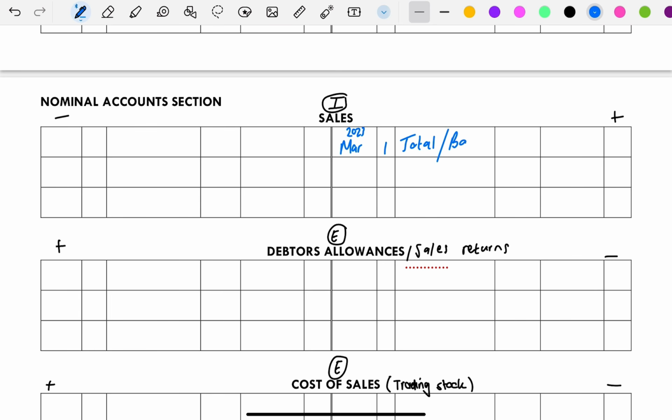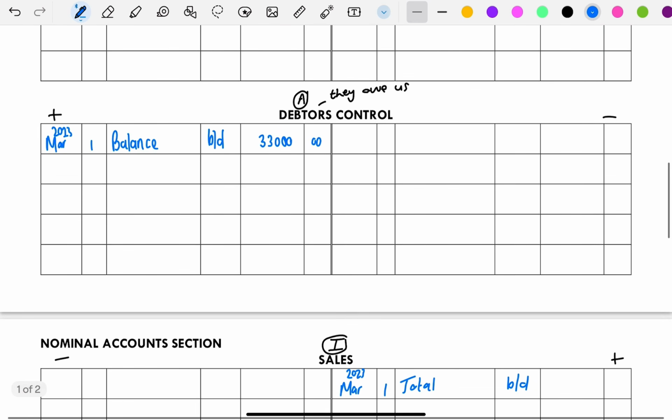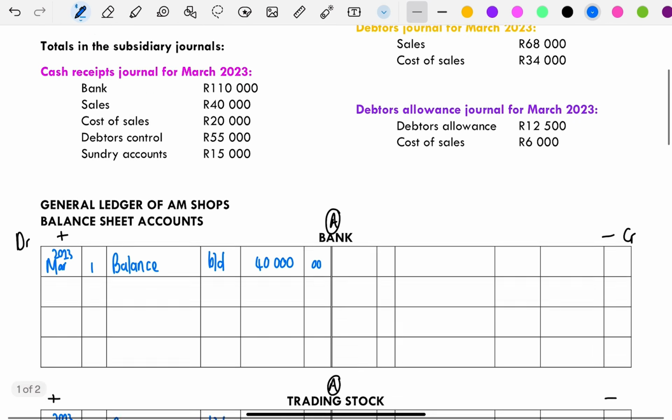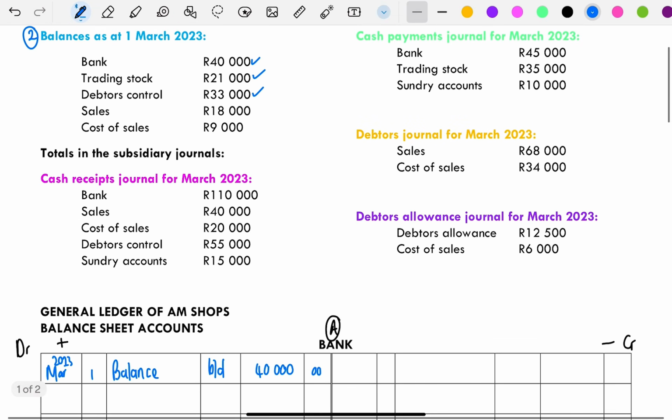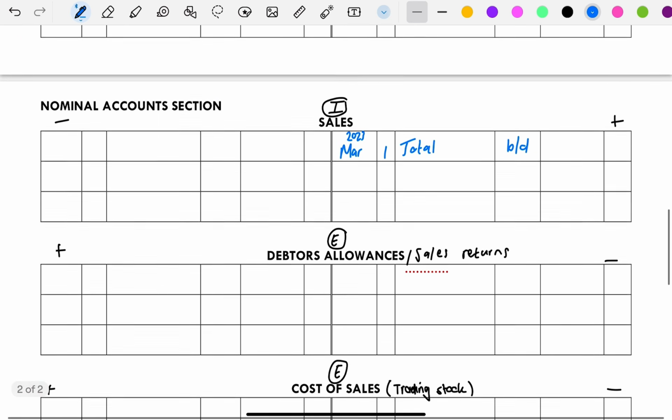But if your teacher has taught you to write balance, it's not a train smash. It's not going to change anything. It's just really one of those small technicalities. Okay, so like I said, the most accurate way is total, and it's also brought down. So you can see it's exactly the same as what I've done in my balance sheet accounts. The only difference is instead of writing balance, I'm writing total. Okay, sales has 18,000 from a previous month.